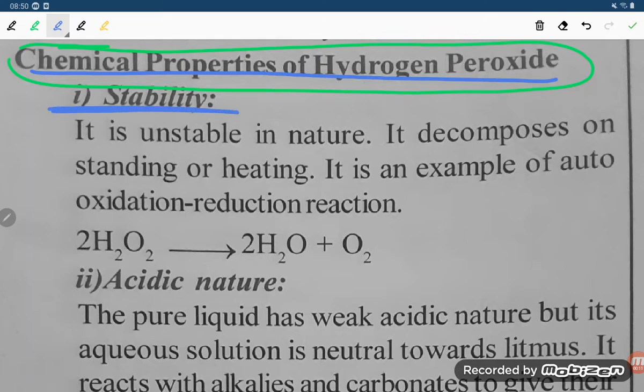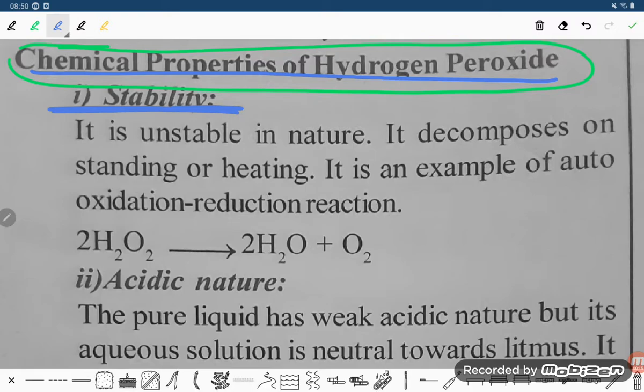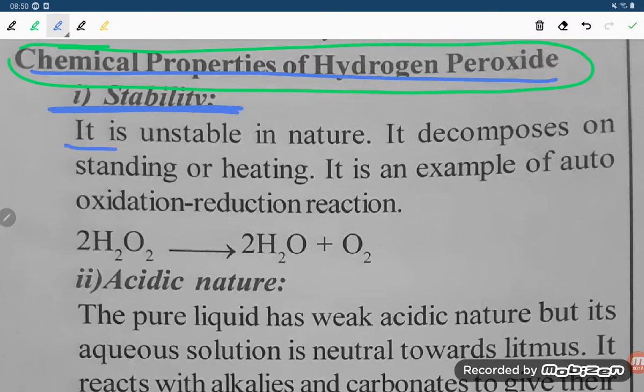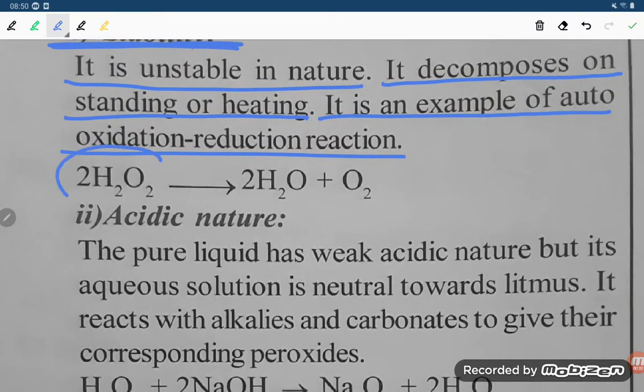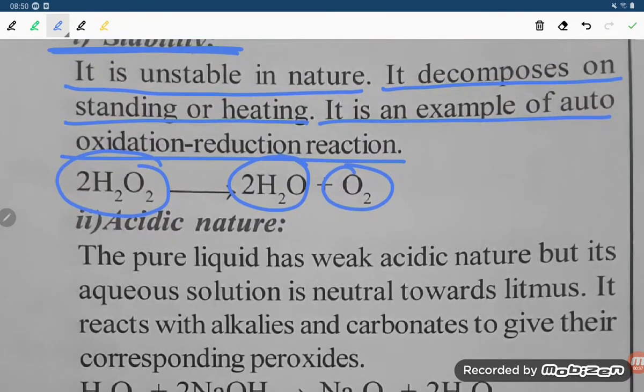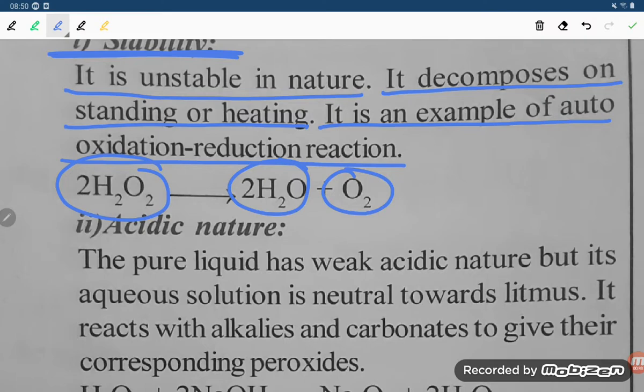The very first point is stability. It is unstable in nature. It decomposes on standing or heating. It is an example of an auto oxidation-reduction reaction. So H2O2 decomposes into water and oxygen.